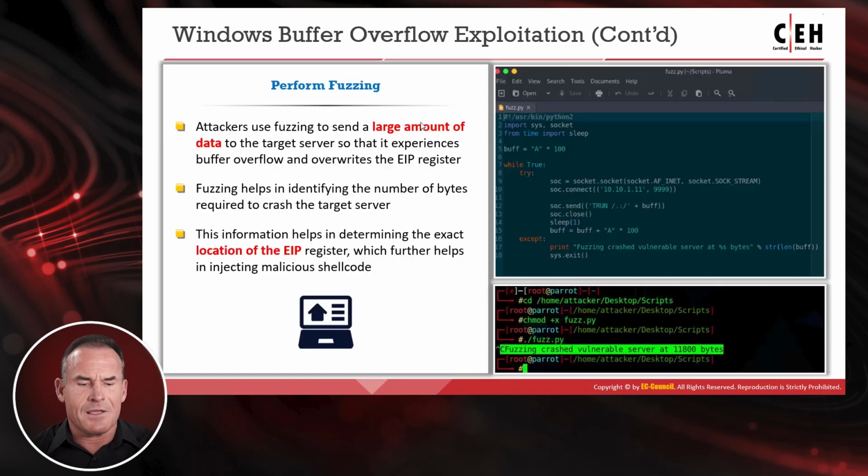Then fuzzing is sending unexpected input to the application, large amounts of data, so that it experiences the buffer overflow and overwrites the EIP register. All right, it helps to identify the number of bytes required to crash the server. In a nutshell, you've got to figure out exactly how far you need to push to flood the buffer and overwrite the return address pointer. So it helps us to locate the extended instruction pointer register, which tells us where to inject the malicious code.